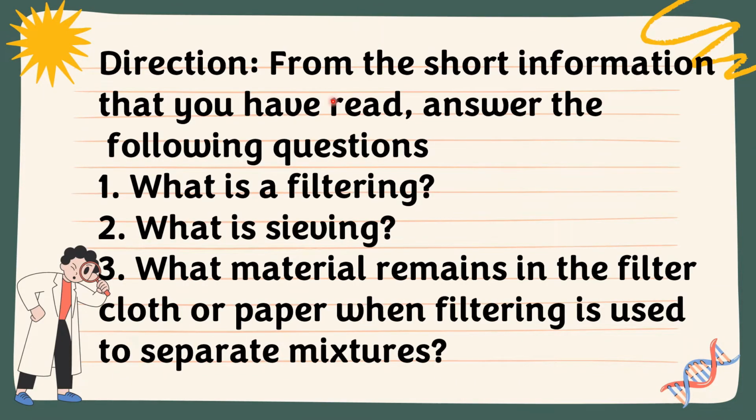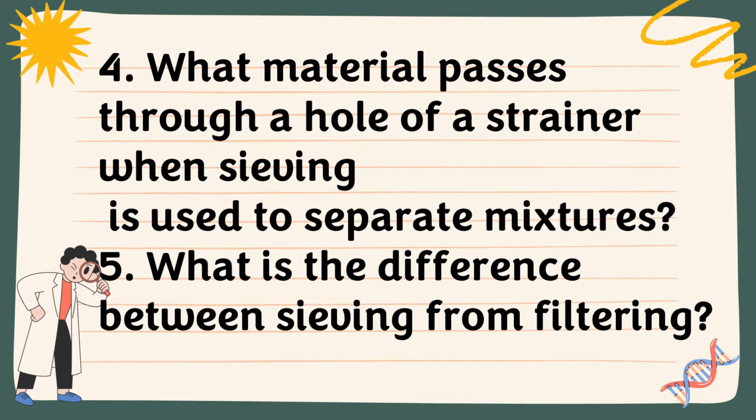Directions. From the short information that you have read, answer the following questions. Number one, what is filtering? 2. What is sieving? 3. What material remains in the filter cloth or paper when filtering is used to separate mixtures? Kindly comment your answers. Number 4, what material passes through a hole of a strainer when sieving is used to separate mixtures? Number 5, what is the difference between sieving from filtering?